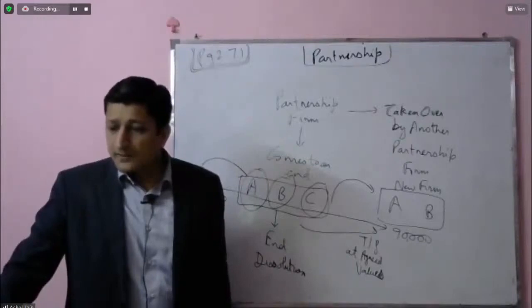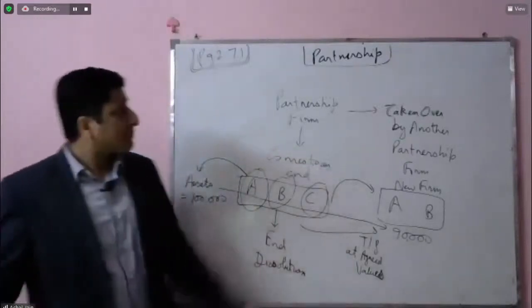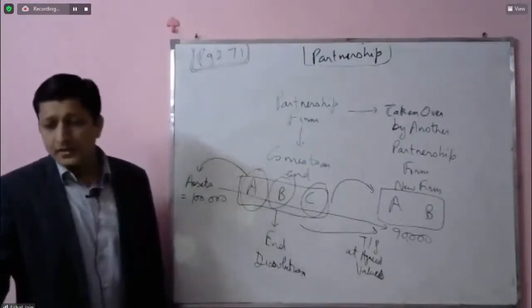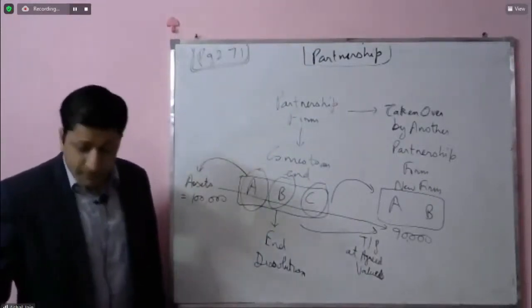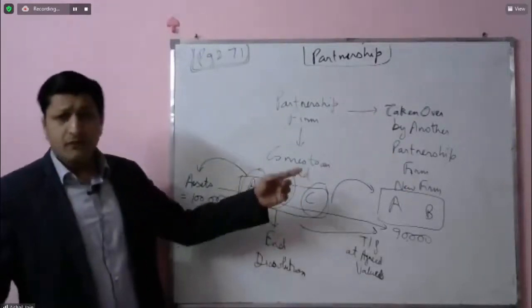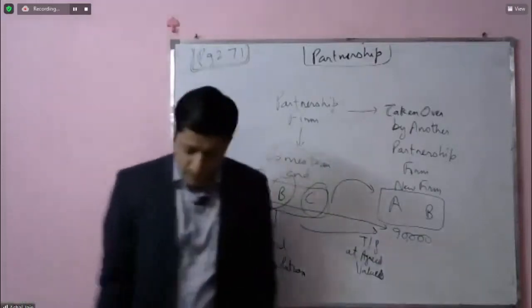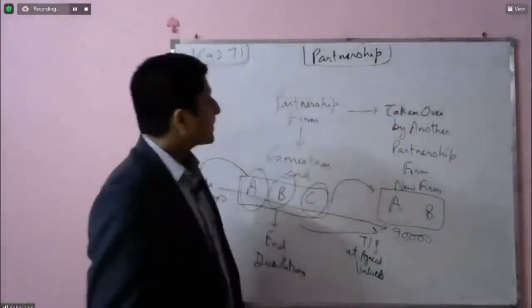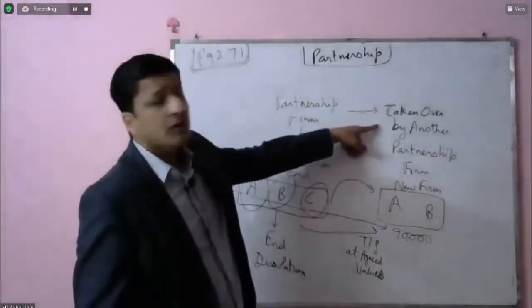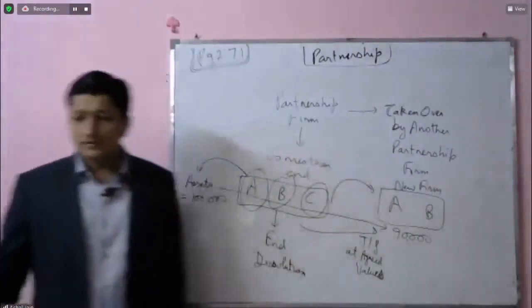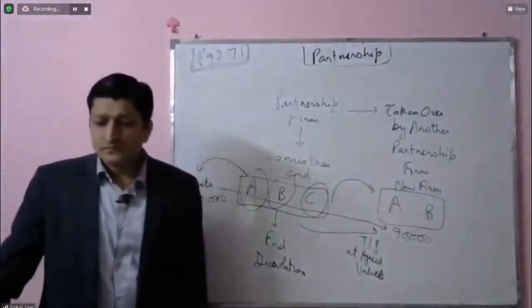Radha is asking, say in your example, this one, partnership firm is not taken over. So how would this amalgamation come into existence? In our example, we have definitely taken over the partnership firm. See, it's taken over by another partnership firm. Okay, clear?